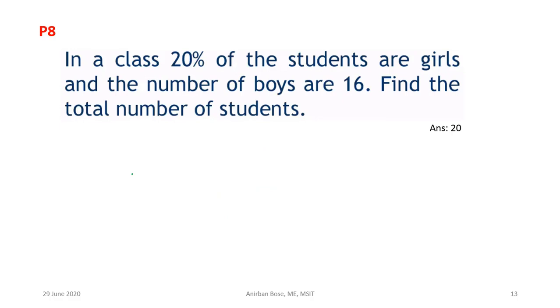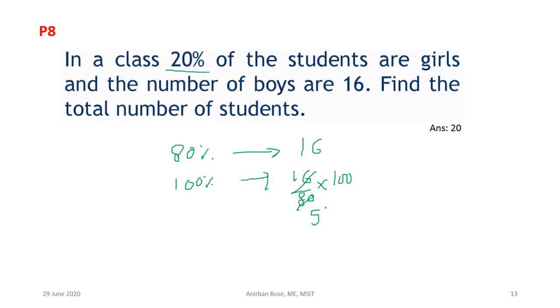In a class, 20% of the students are girls and the number of boys is 16. Find the total number of students. If 20% of students are girls, then definitely 80% of students are boys. So 80% of students are boys and the number of boys is given, that is 16. So 80% corresponds to 16. So 100% of students corresponds to what? Again the unitary method, that is 16 by 80 into 100. So the total number of students is 20.